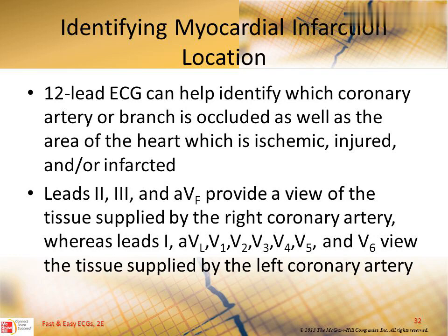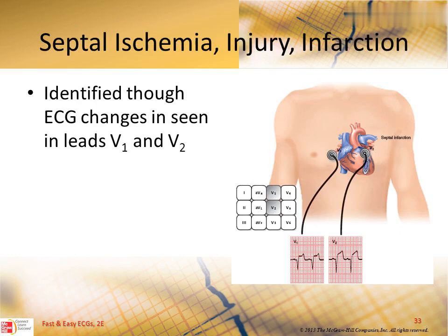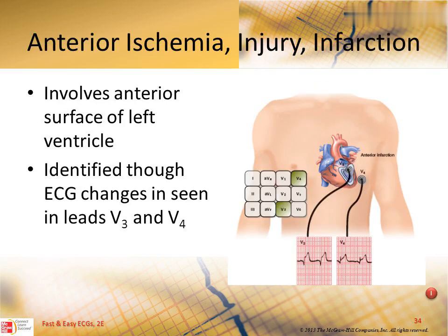Leads 2, 3, and aVF provide a view of the tissue supplied by the right coronary artery, whereas leads I, aVL, V1, V2, V3, V4, V5, and V6 view the tissue supplied by the left coronary artery. Septal ischemia, injury, infarction: identified through ECG changes seen in leads V1 and V2. Anterior ischemia, injury, infarction: involves the anterior surface of the left ventricle.